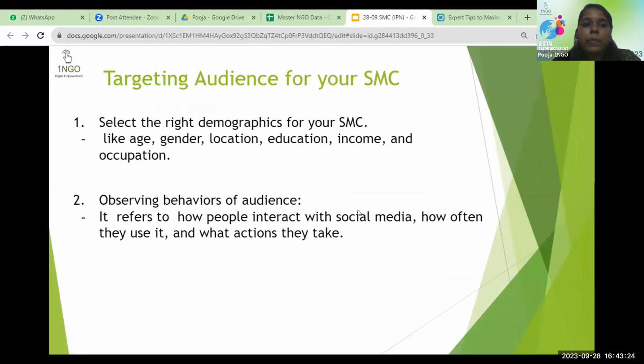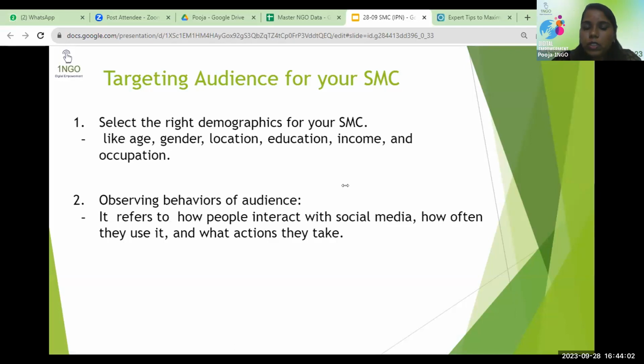So for example, to keep the target audience in mind, you should know the right demographics. Content aimed at teenagers will differ significantly from the content that you make for middle-aged professionals. And you can also observe the behavior of the audience here. Is the audience actually commenting or sharing the post that you are posting, or are they just passive observers, like they just keep scrolling past the post? So you can also observe the behavior of the audience.